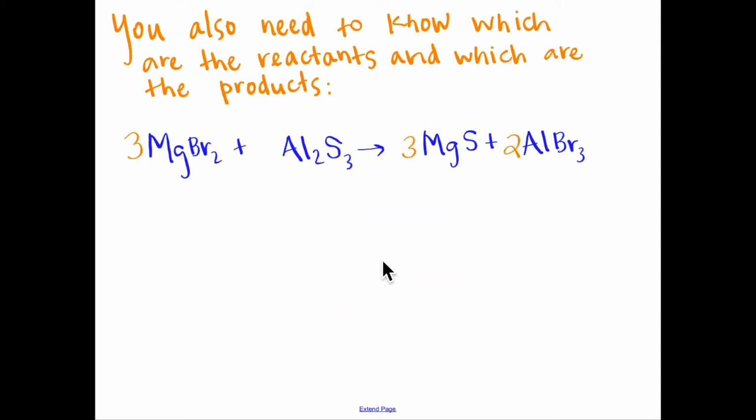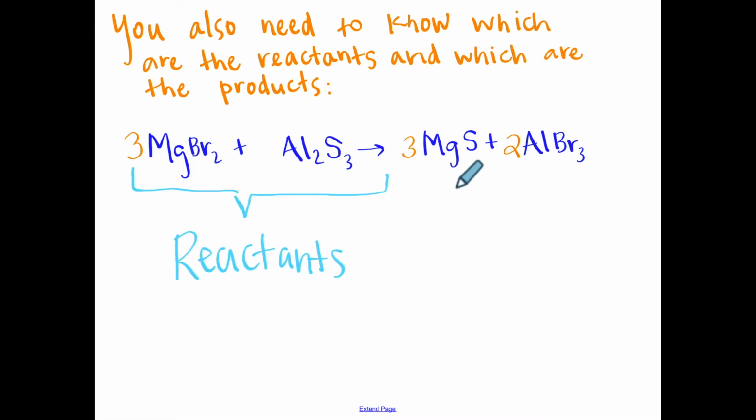You're also going to need to know which ones are the reactants and which are the products in a chemical equation. On the left side, you will find the reactants. On the right side, you will find the products.